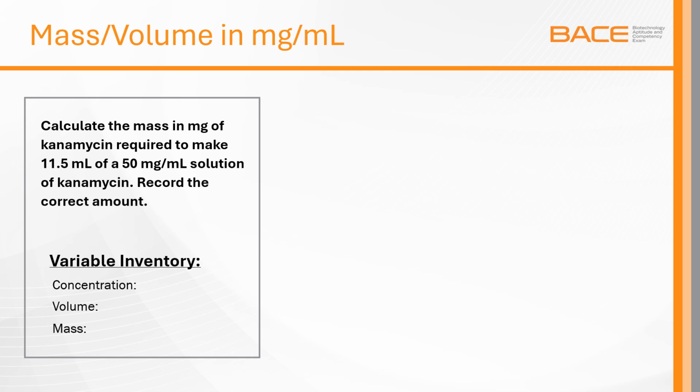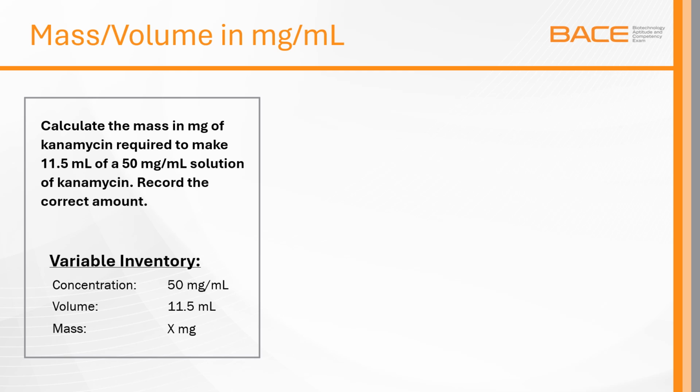Here is an example. How many milligrams of the antibiotic kanamycin are needed to make 11.5 mL of a 50 mg per mL stock solution? Let's inventory what we know. Our desired concentration is 50 mg per mL. The volume we want to make is 11.5 milliliters. And we're being asked for the mass in milligrams, so we know how much kanamycin to weigh out.